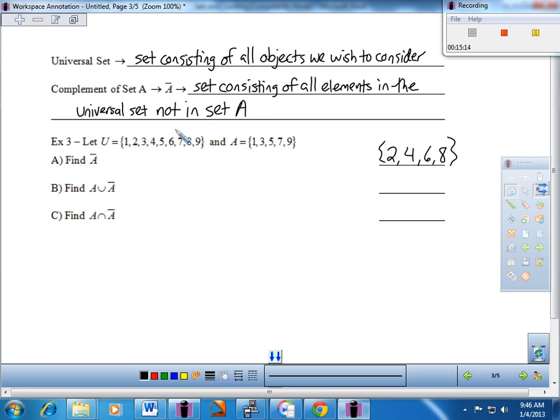Okay, and then actually I'd ask you to pause the video for just a moment. This would be interesting for you to see if you could pull this off. What would be the union of any set and its complement? And what would be the intersection of any set and its complement? So if you don't mind, pause the video for just a minute, and then come on back and let's see if you got them right.